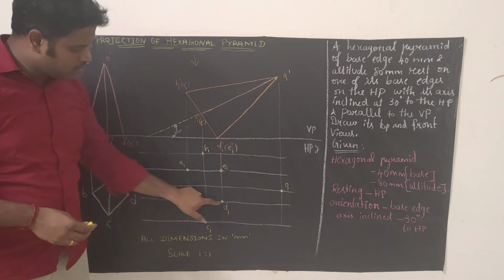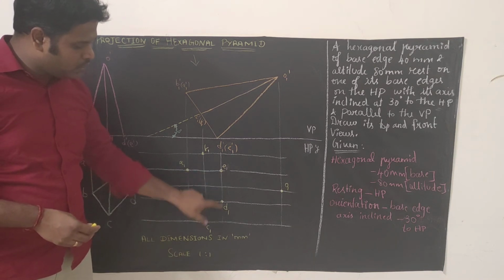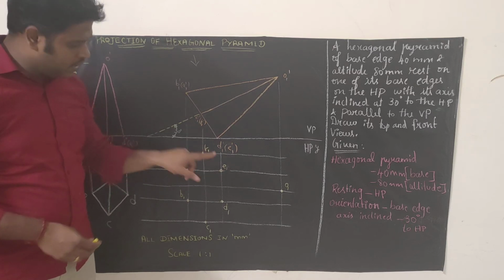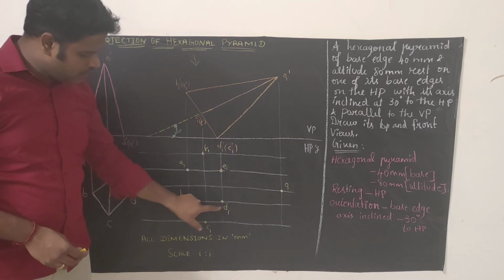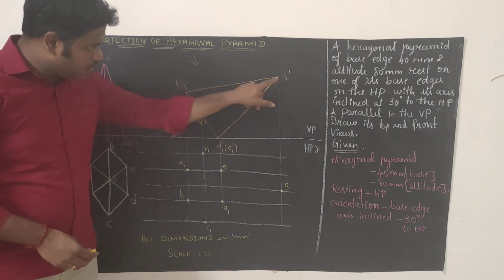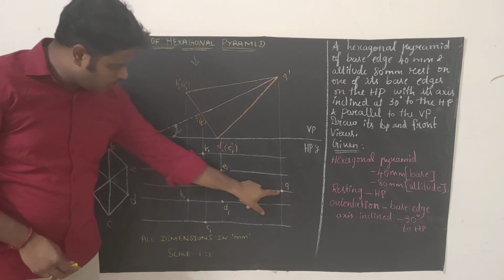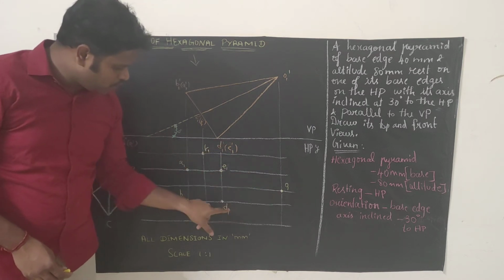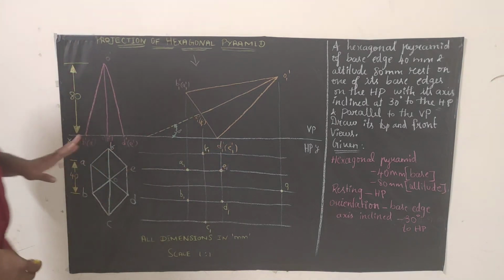See, D and E. So D to E will be hidden. D1 to E1 will be hidden. E to F, so E1 to F1 will be hidden. D to C, so D1 to C1 will be hidden, and O1 to D1 will be hidden. O1 to E1 will be hidden. So only these are the hidden lines.